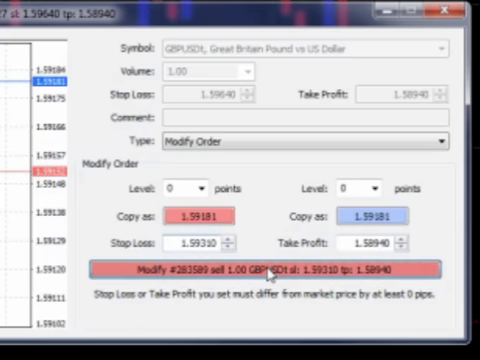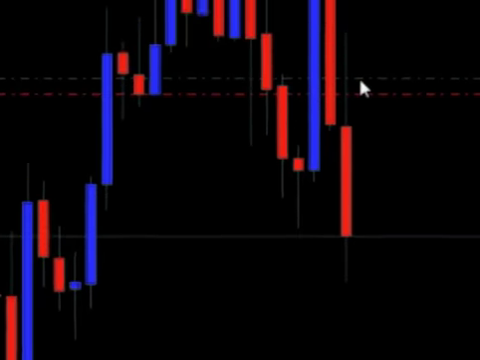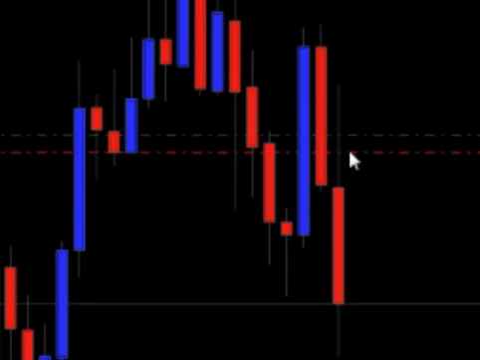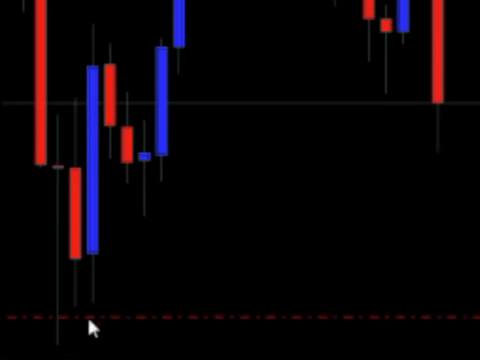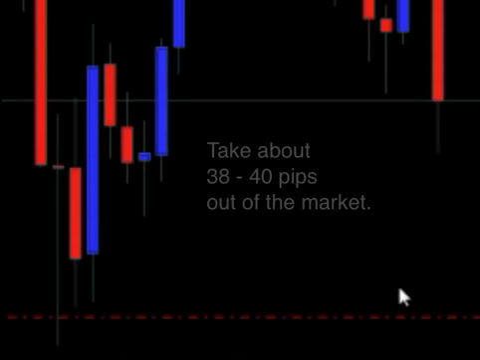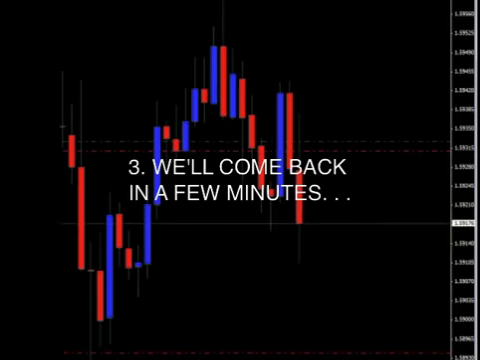Okay, so here we go. There we go. As you can see, we locked in our entry right here, and we locked in 1 pip of profit. So let's see if we continue our journey down to this pivot low down here, and see if we can take about 38 to 40 pips out of the market. So we'll come back in a few minutes and see how that goes.